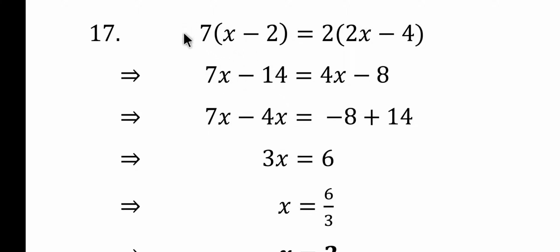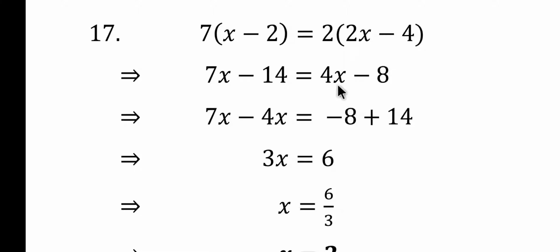So here, there is no sign, which means it's a plus sign in front of 7. So plus into x, plus into plus is plus, and plus into minus is minus. So 7x minus 7 2s are 14. Out here in the right hand side, 2 into 2x is 4x minus 2 into 4 is 8.